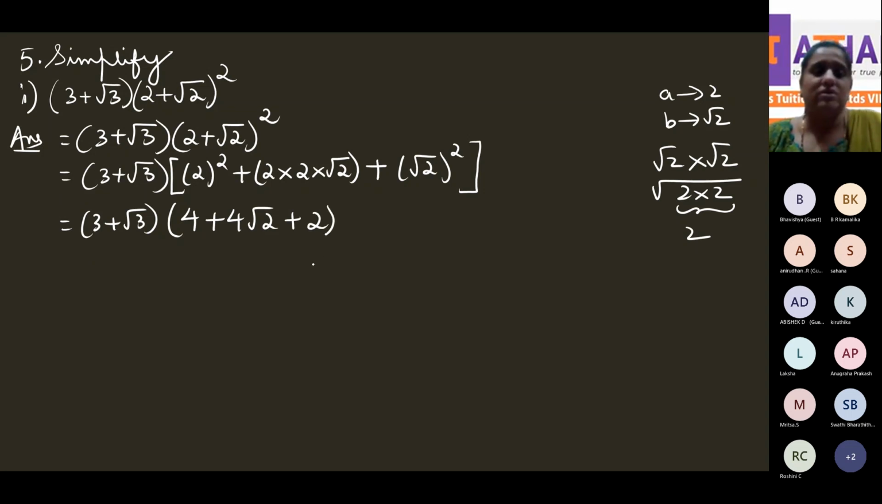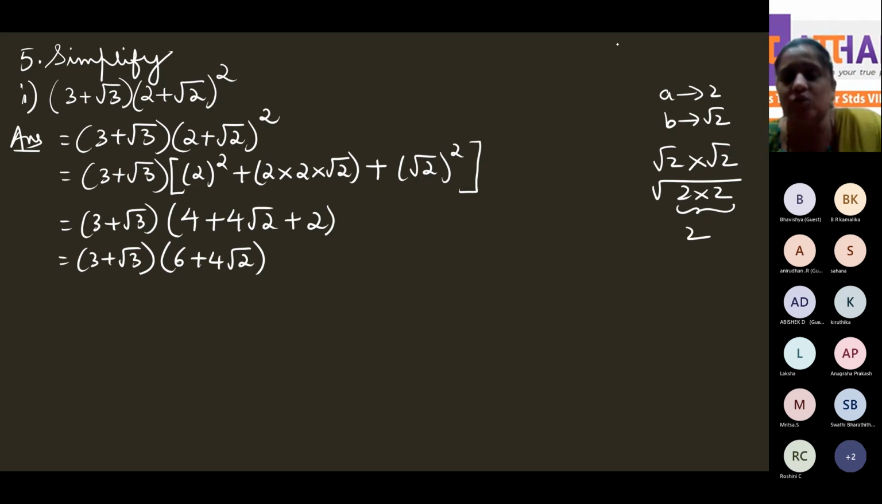Now close this. You don't have to put the square bracket. You can change it to a simple bracket. Next step, 3 plus root 3. You can add 4 and 2, 6. See the first term here, 4 and 2, 6. 6 plus 4 root 2. Is that fine, children? You cannot add 6 and 4 root 2.